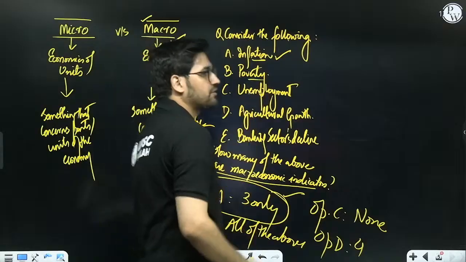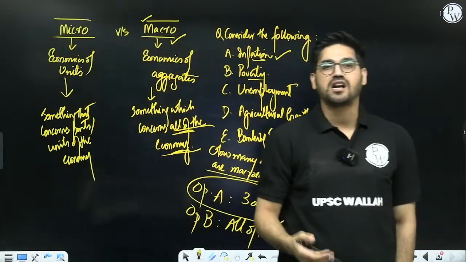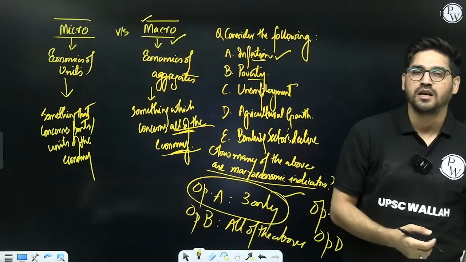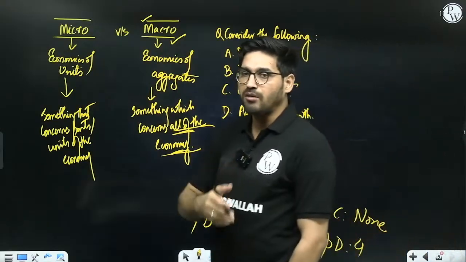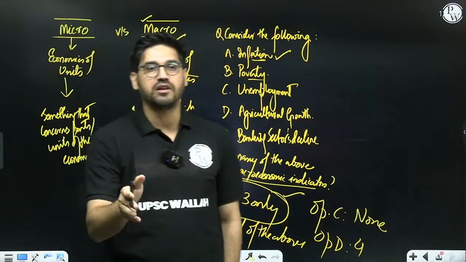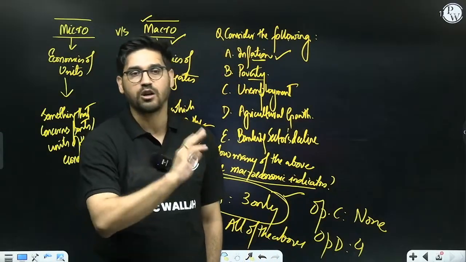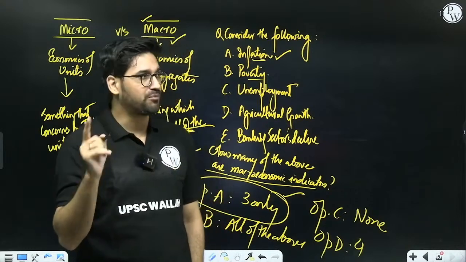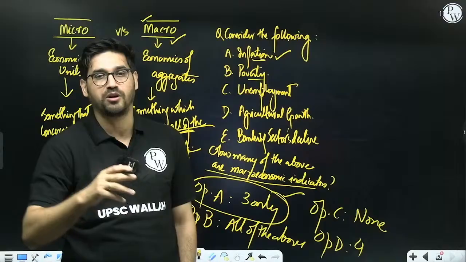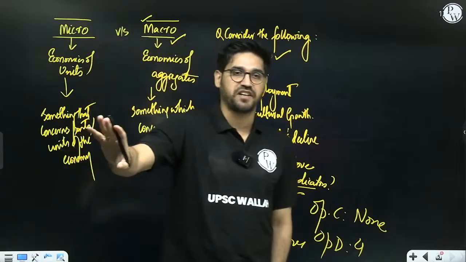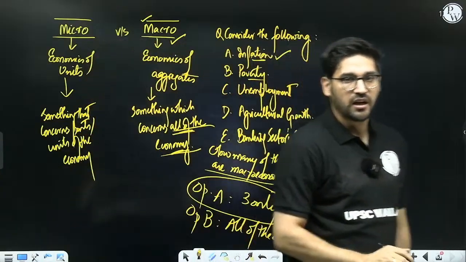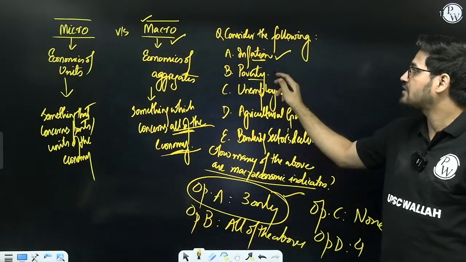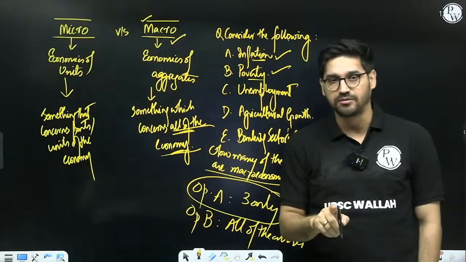Similarly, poverty. When I say the head count ratio in India is 23%, that means the number of people living below the poverty line is 23% of our population. I am talking for all of the Indian economy. I'm not talking about rural India, urban India, or a specific state or union territory. I'm talking about the entire Indian economy, which is why poverty is also a macroeconomic indicator.